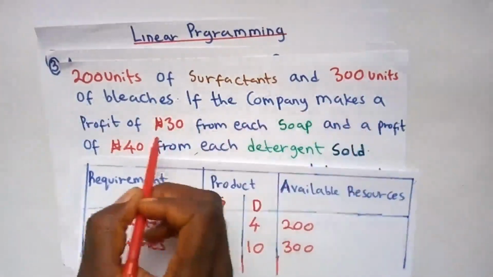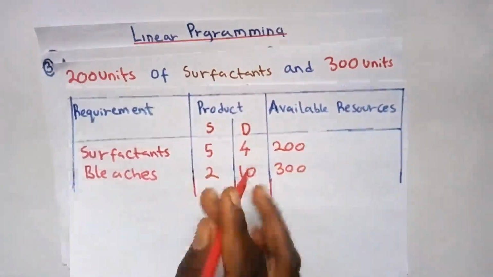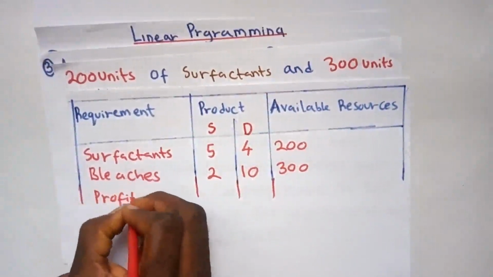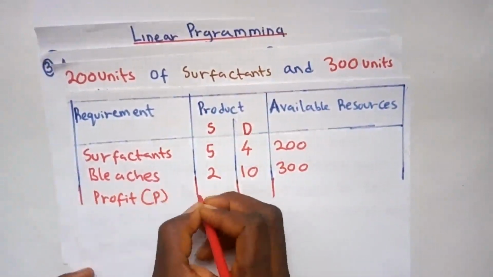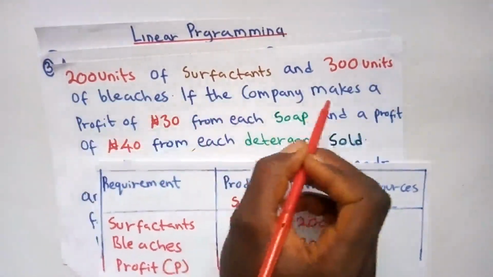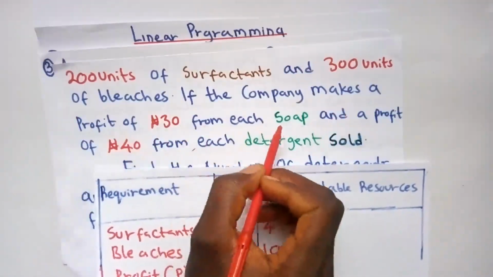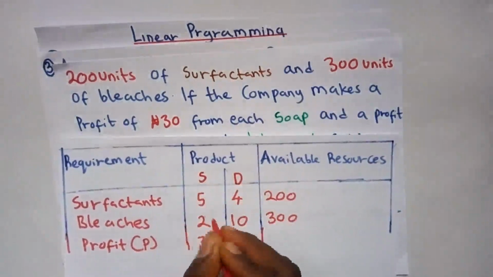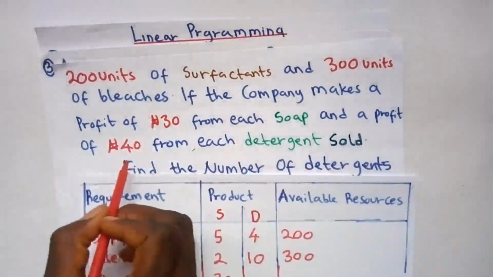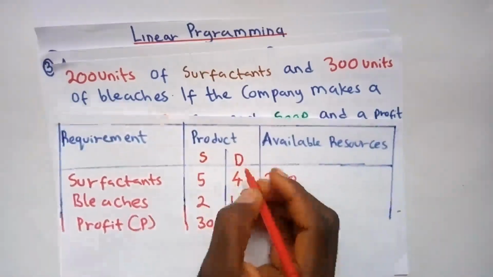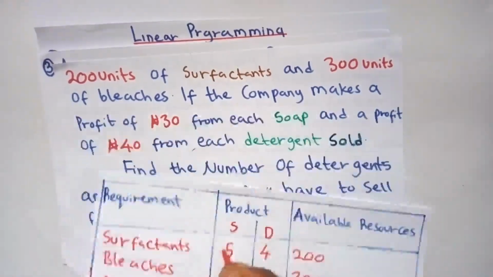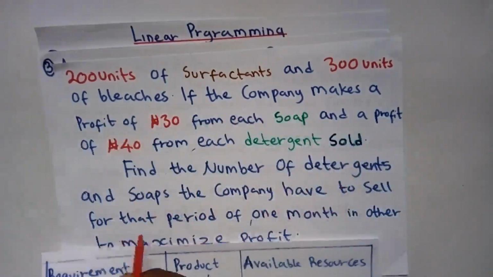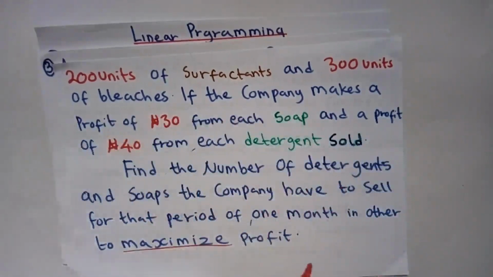If the company makes a profit of 30 naira from each soap, so let's take the profit, let's copy P. Look at soap, a profit of 30 naira from each soap, and a profit of 40 naira from each detergent sold. Look at detergent, a profit of 40 naira. Find the number of detergent and soap the company have to sell for that period of 1 month in order to maximize profit.